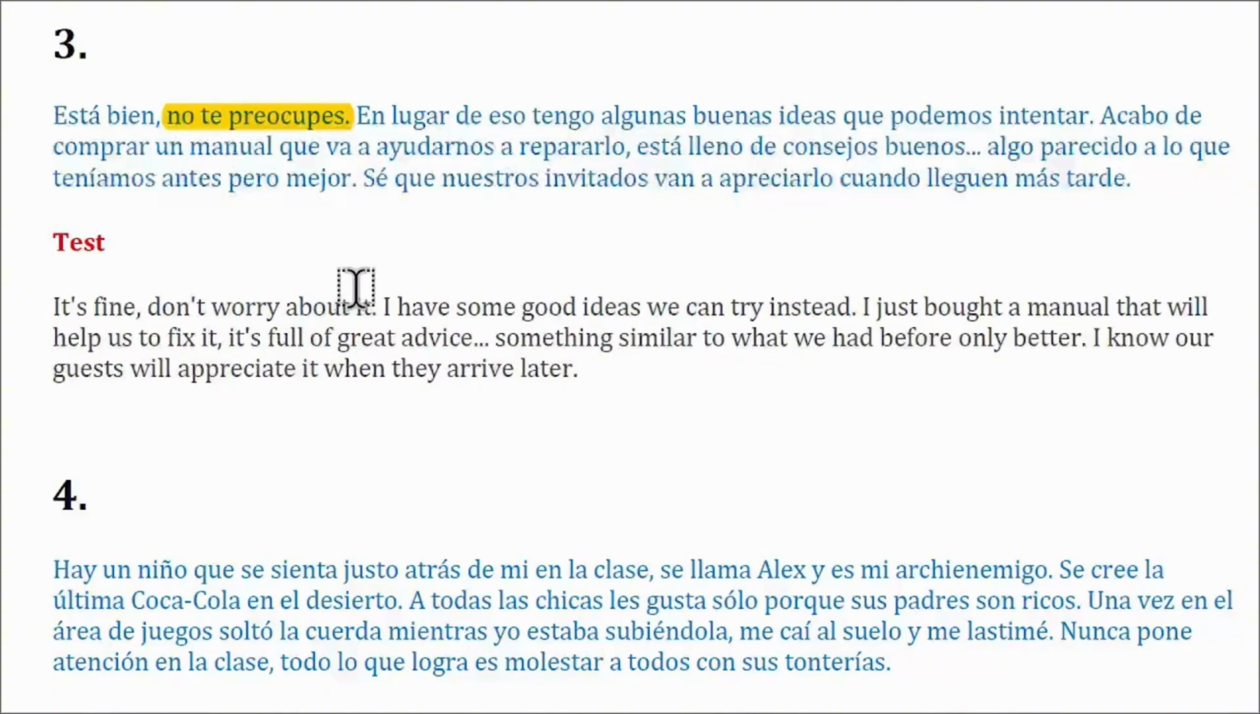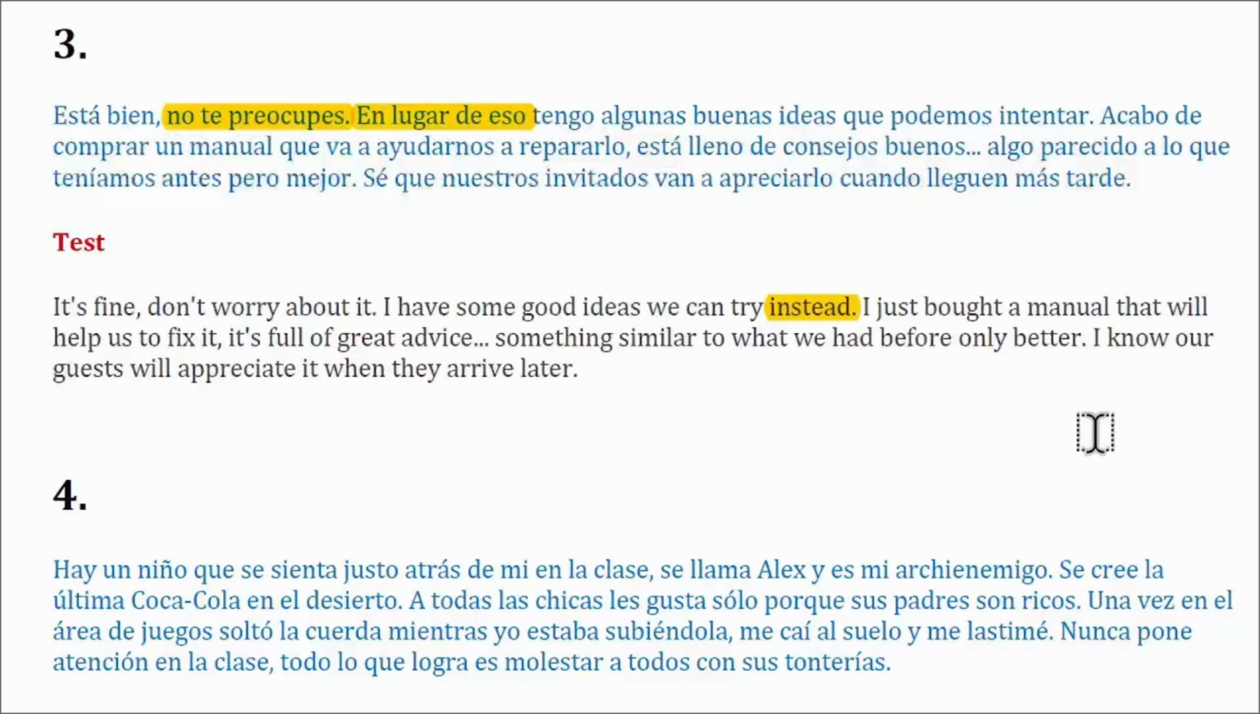Then we have, en lugar de eso, tengo algunas buenas ideas que podemos intentar. This phrase here is how you would express instead, in place of that. Notice that in English we have it at the end of the sentence, but it sounds much more natural to put it up front in Spanish. You could also say en su lugar, in its place. We have some good ideas, algunas buenas ideas, or matching, que podemos intentar, that we could try.